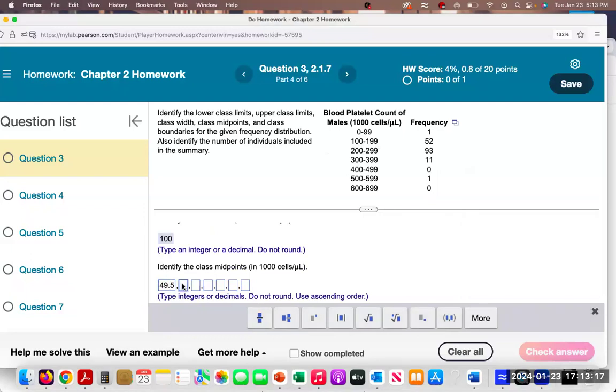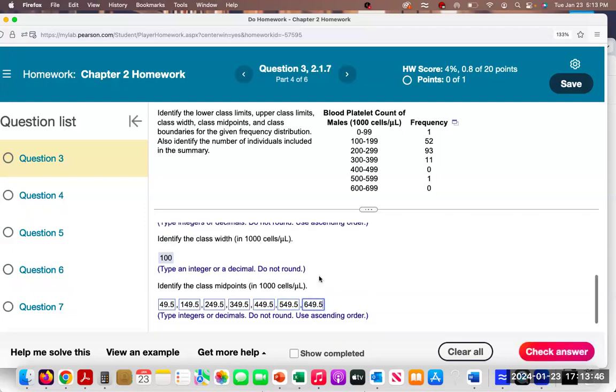So we get 149.5. And then it's going to be 249.5 and 349.5, 449.5, 549.5, and 649.5.